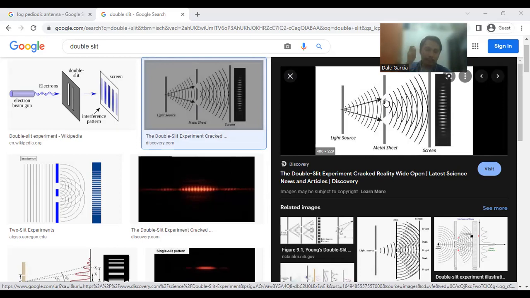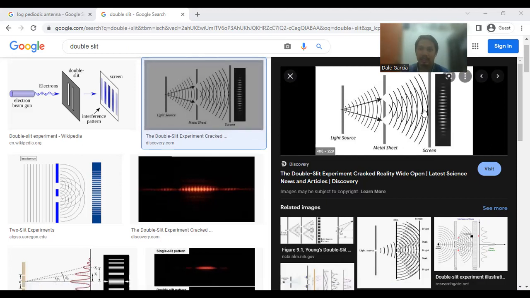Notice, if I flash a laser pointer here, what would you expect on the screen after the metal sheet? You'd expect two dots from the laser, of course, understandable. But what if I flash a flashlight instead? This is what comes out.